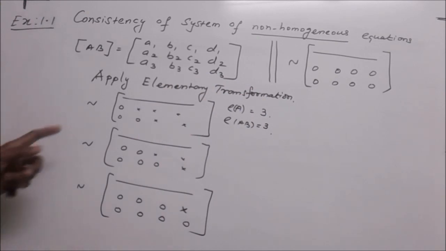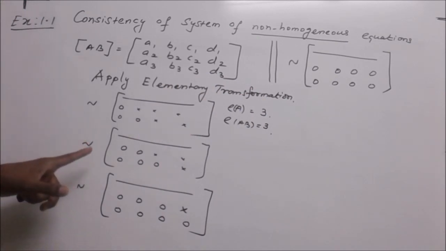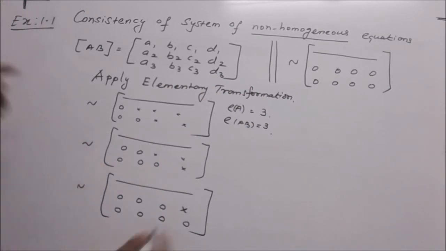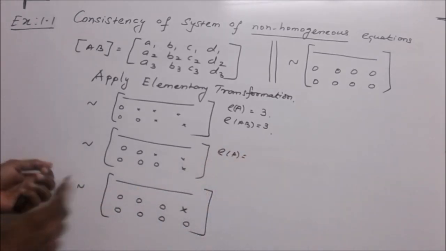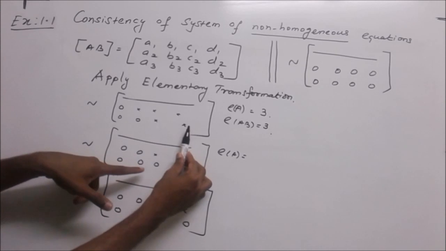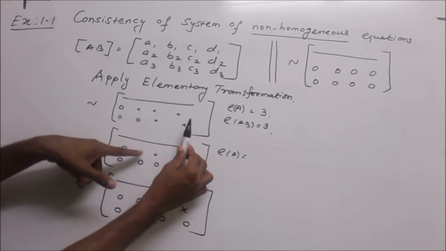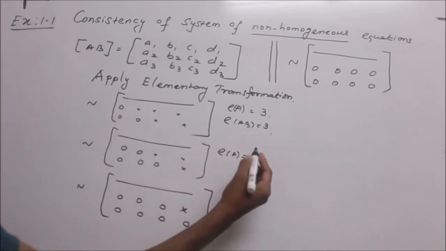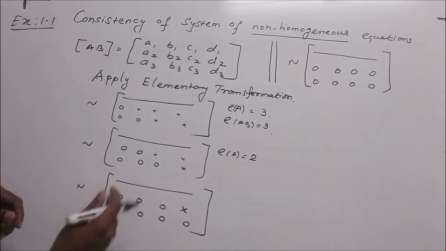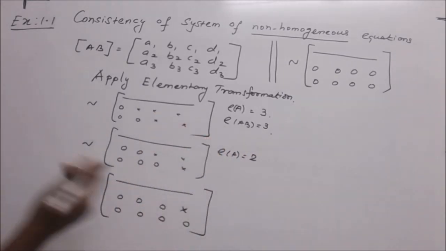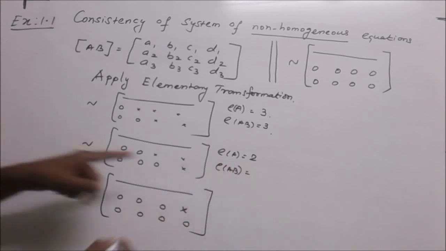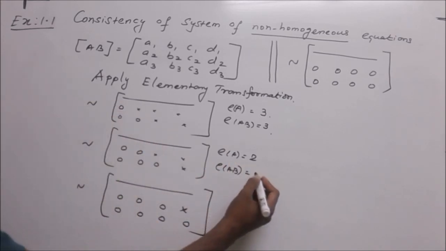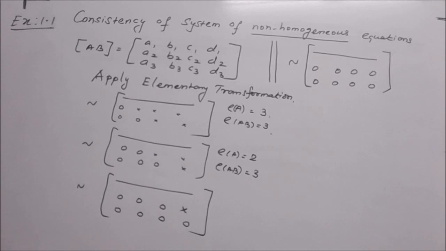Similar to that, suppose this type of equivalent matrix arises. Rank of A is equal to, close the last column again. Here 1 zero row, 2 non-zero rows. Therefore rank of A equal to 2. Now include last column. Rank of AB equal to, all are non-zero rows. Rank of AB equal to 3.